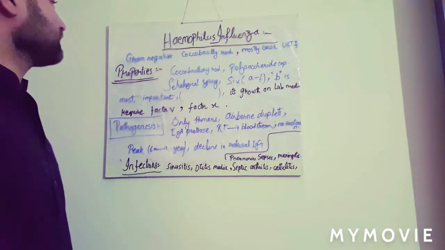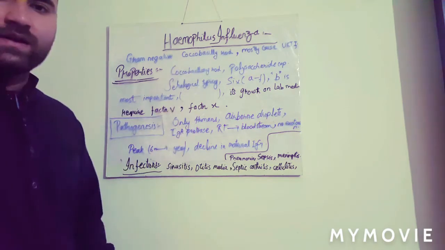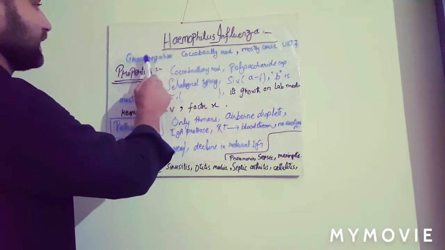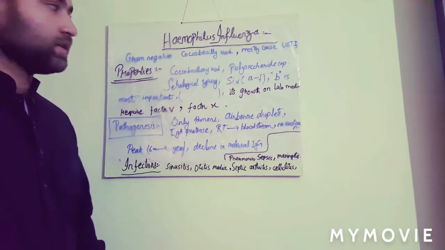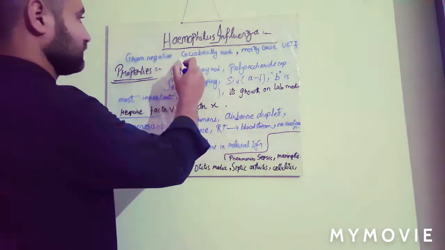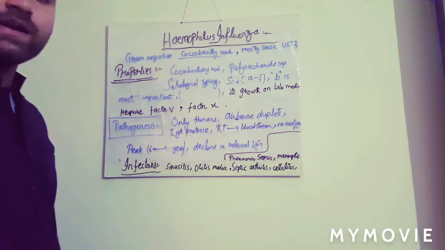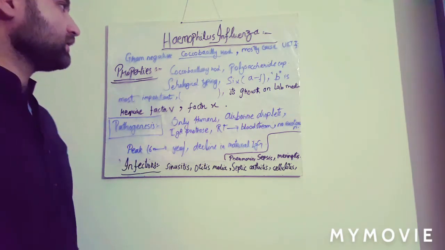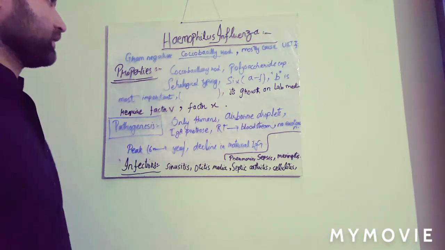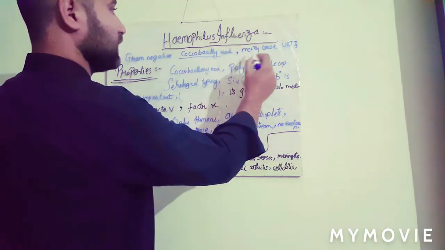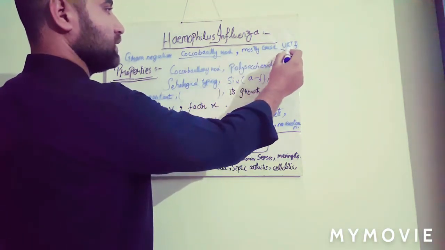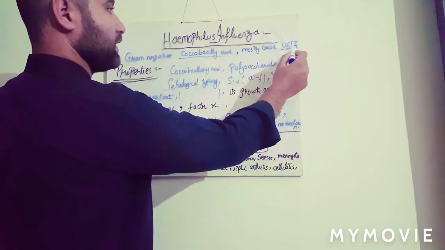What is Haemophilus influenzae? Haemophilus influenzae is a gram-negative coccobacillary rod. It is gram-negative, so it stains pink on Gram stain. It mostly causes upper respiratory tract infections.